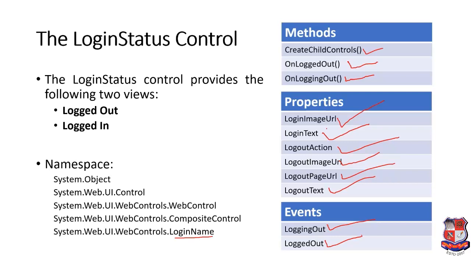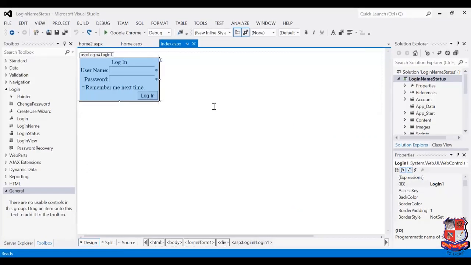In case you want to personalize the website by displaying the username on the web page, you can use the login name control. You can also display the login status to the user by using the login status control. Now we are going to see an example of the use of the login name control and login status control by using Visual Studio. Okay, so I add a web application with the name login name status.